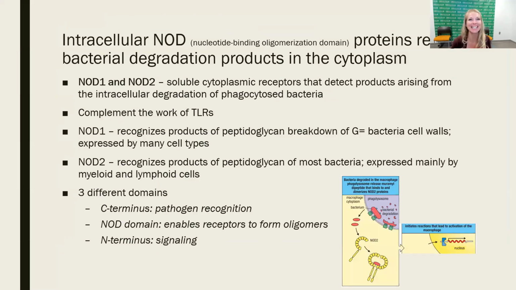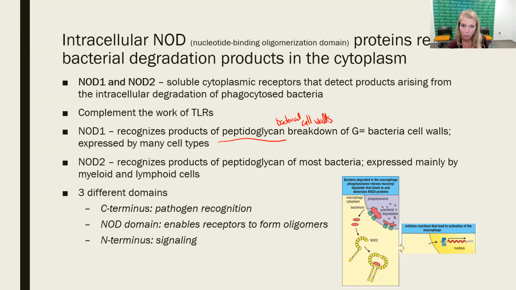We have one more set of receptors I want to talk about, and these are NOD receptors. So NOD1 and NOD2 are a family of another type of receptor, and they are going to be really important in recognizing bacteria and degrading them inside of the phagosome. And so they work alongside TLRs, just another type of receptor. NOD1 is going to recognize the breakdown of peptidoglycan. So peptidoglycan is found in bacterial cell walls.